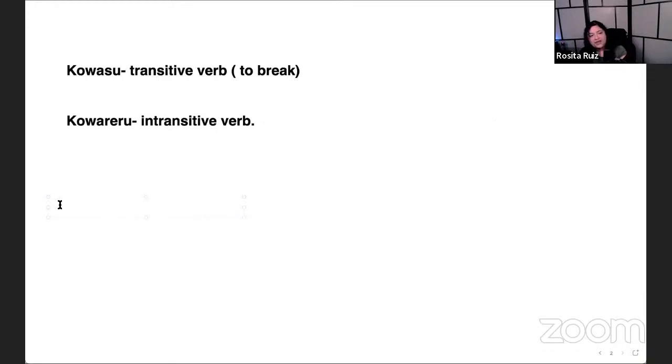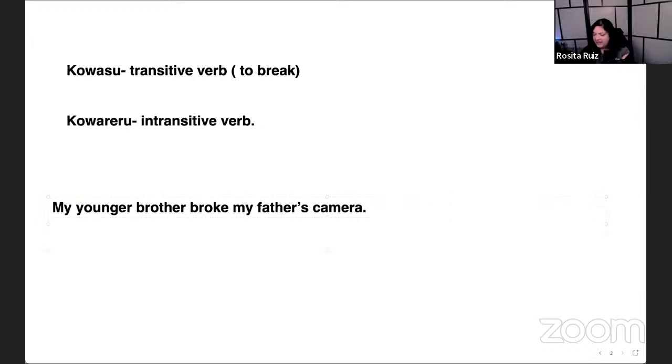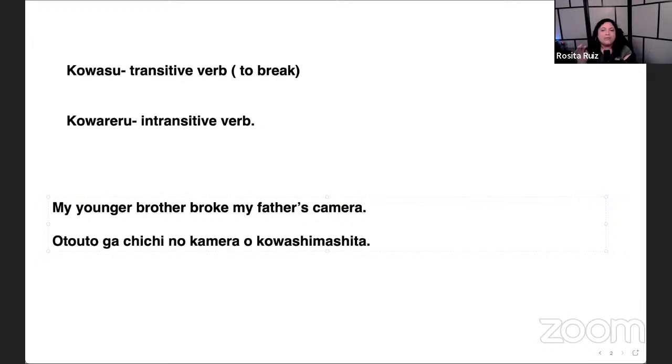For an example, if I wanted to say, my younger brother broke my father's camera, I would say something along the lines of 弟が父のカメラを壊しました。So this is in its transitive form. 壊しました is just a conjugation of 壊す.